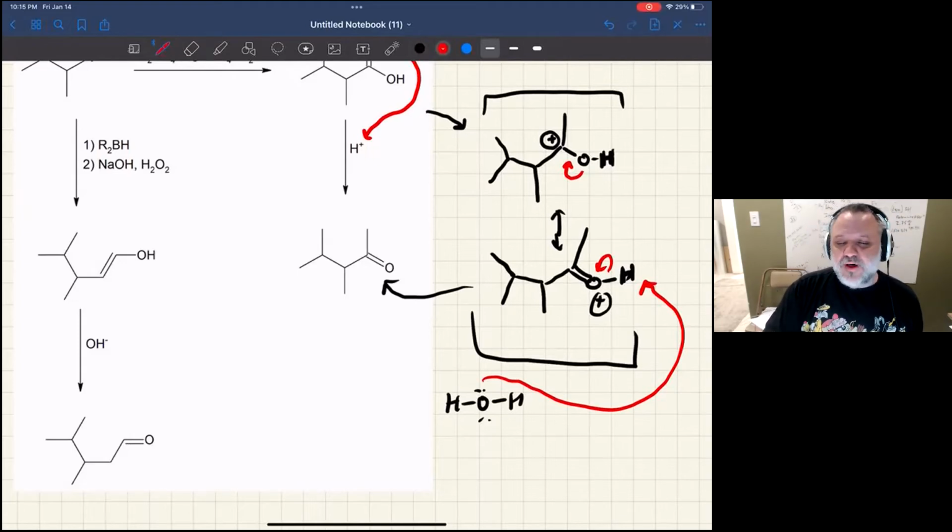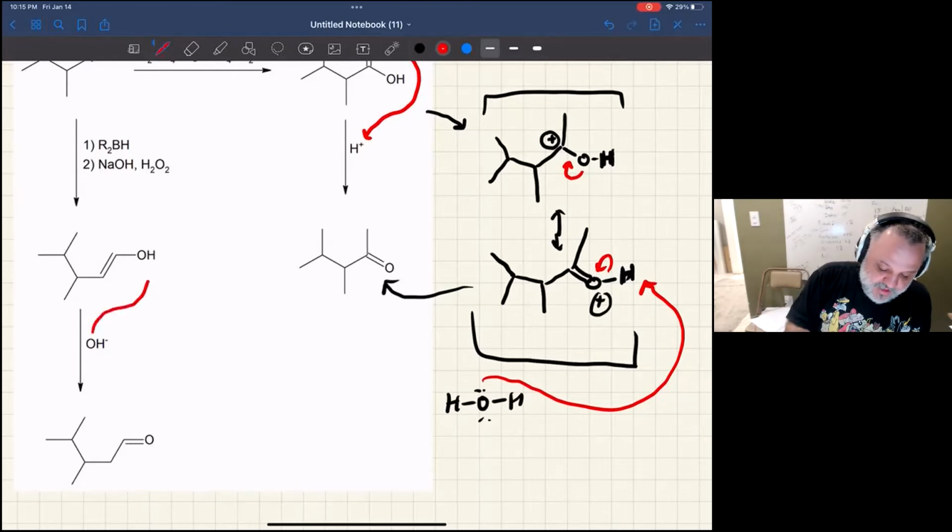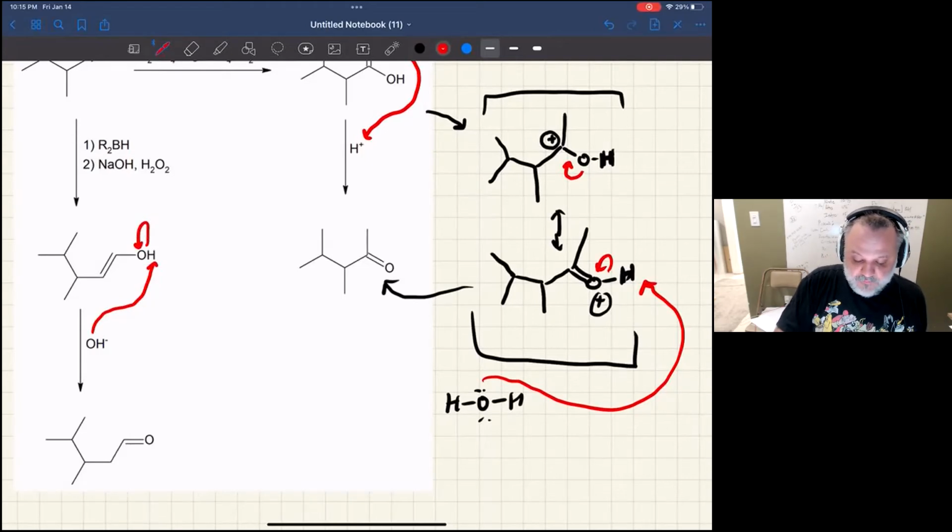So I can't do a nucleophilic attack, which would form a cation from the hydroxide, because that's not compatible with the conditions of the reaction. But what is compatible with the conditions of the reaction is having the OH group remove that proton and form this species of negatively charged oxygen. An enolate ion is what it's called.